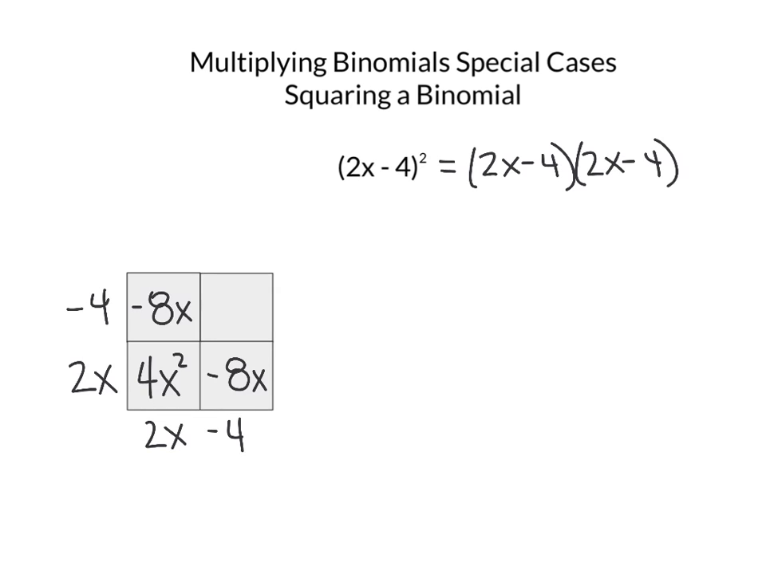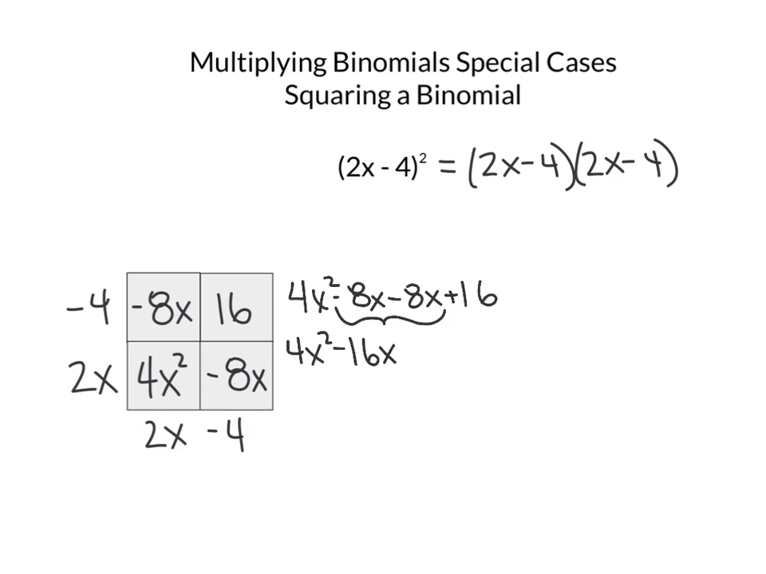And then my last box in the top right, I have negative 4 times negative 4, which is positive 16. So let's go ahead and write those values out. Let's see, we have 4x squared minus 8x minus 8x plus 16. I can see here that these x values I can combine, so 4x squared minus 16x plus 16.